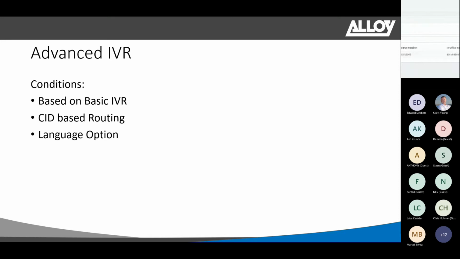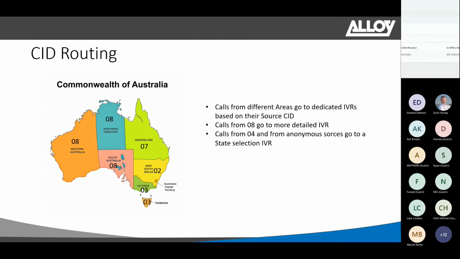Caller ID based routing means the following. We literally route the calls based on where they are coming from to a different IVR. So calls from different areas go to dedicated IVRs based on the source caller ID. For example, calls from 08 go to a more detailed IVR than calls from 07, because in 08 you have Northern Territory, Western Australia, and South Australia. So you more or less make there an IVR which offers them the option to choose where they come from.